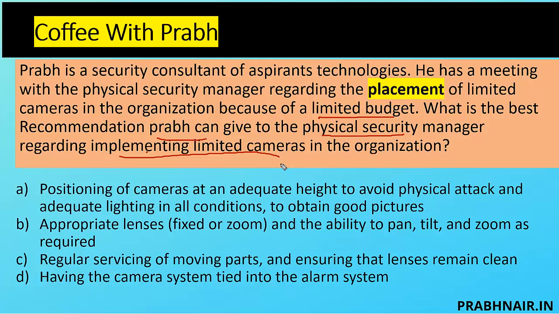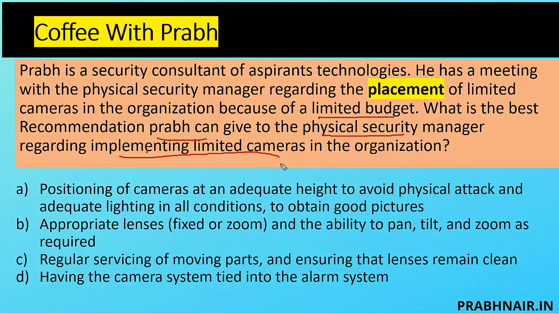Now, the challenge is that we have limited cameras, and accordingly we need to cover the appropriate security. Option A: positioning cameras at an adequate height to avoid physical attack, and adequate lighting in all conditions to obtain a good picture. That is my expectation. Option B: appropriate lenses and the ability to pan, tilt and zoom as required, but the problem is that it exceeds my budget. Option C: regular servicing of moving parts, ensuring that lenses remain clean. That will come into the picture when you buy.